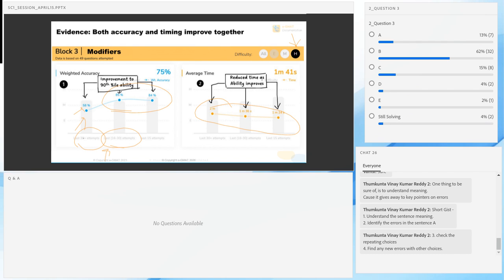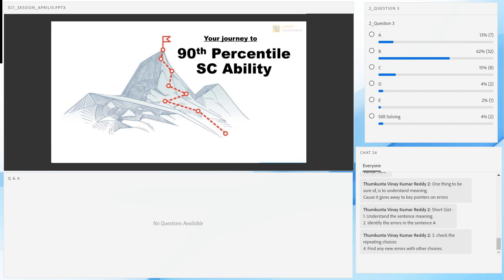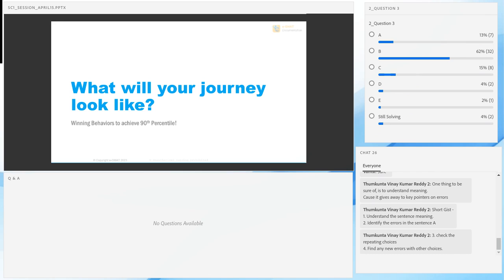It's not one or the other. If your accuracy is improving, and if you're focusing on the right stuff, your timing will come down. It's a consequence. So again, when I was solving questions after going through the course, I was able to identify not one but 2 or 3 errors in answer choices, and you guys saw that today, right? And previously I did not have that level of clarity. And again, you can go through the interviews over here. So what does it take?